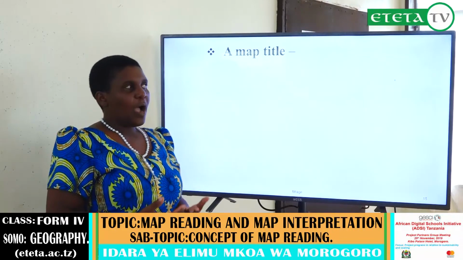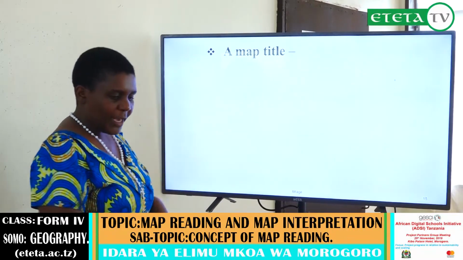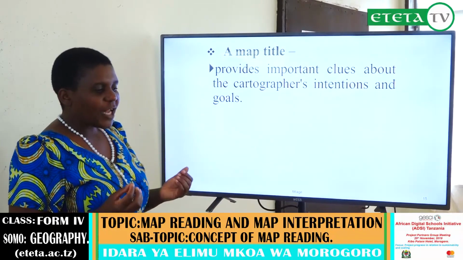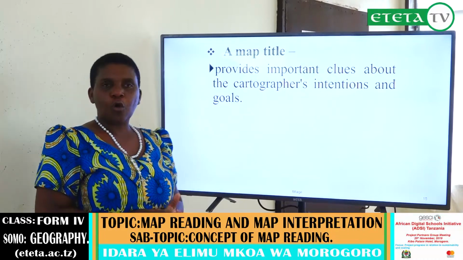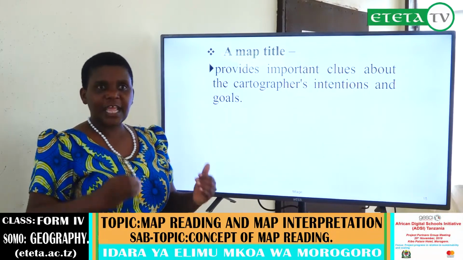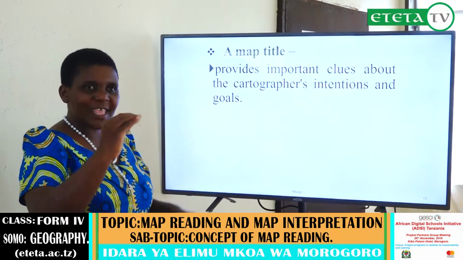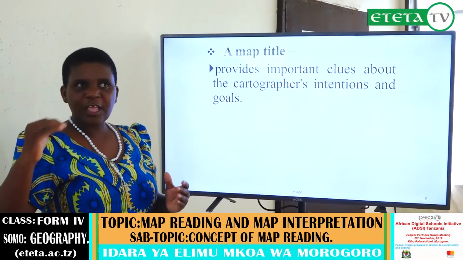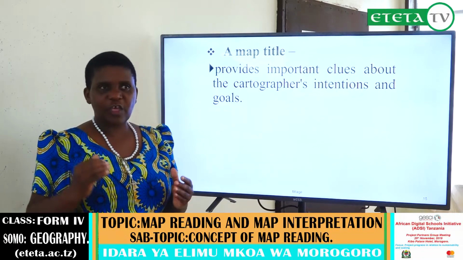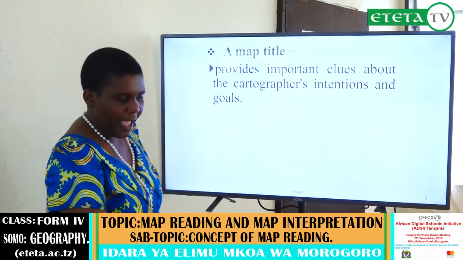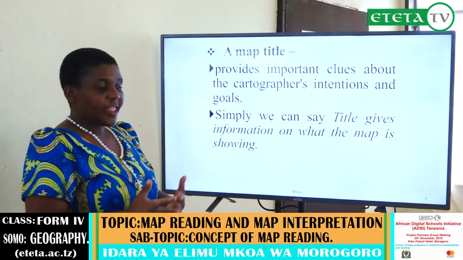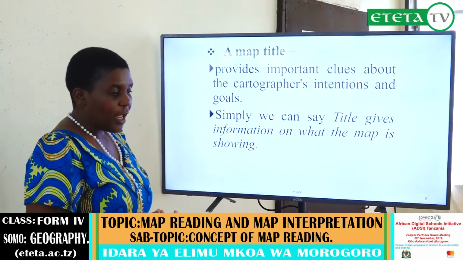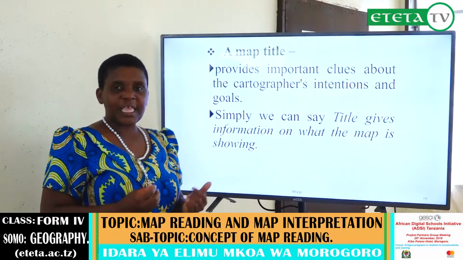The map title, as I showed you in the diagram, provides important clues about the cartographer's intention and goals. What is the cartographer's intention is there in the title. If it is a map of maybe Morogoro region showing maybe relief features, it should be indicated there. Simply, we can say the title gives information on what the map is showing.